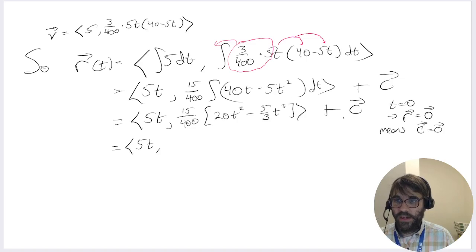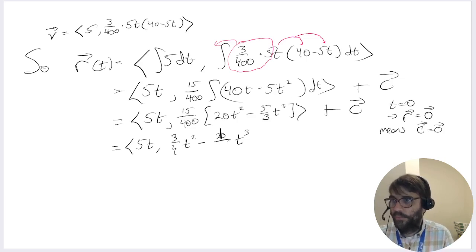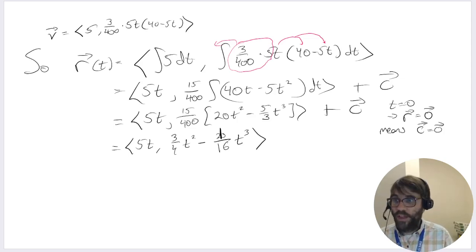And I'm just going to do a little bit of distribution here. This is going to be 3/4 t squared minus, when you do this multiplication, 25 over 400, which is 1 over 8 t cubed. 1 over 16, excuse me. And so now we know exactly where the boat is.